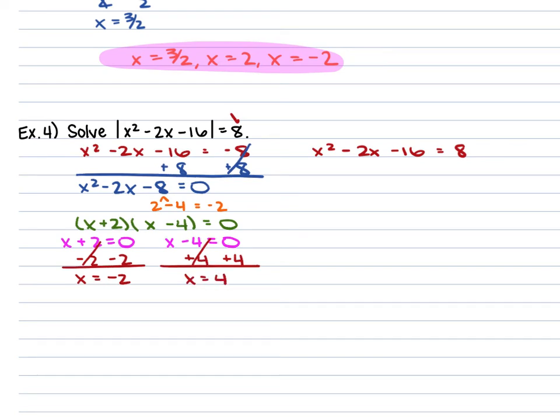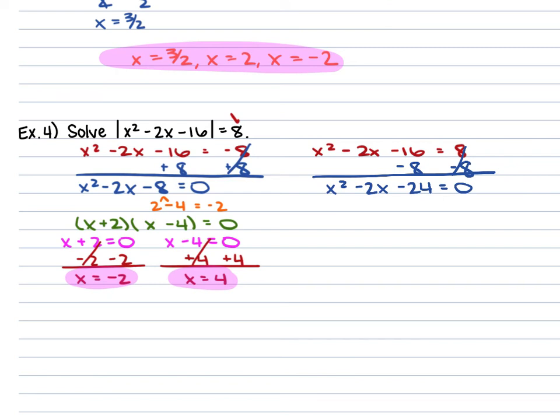Now we're not done. Even though we found these two solutions, and yes, they are both answers, we still have to finish solving that x squared minus 2x minus 16 is equal to positive 8. So working with that equation now, we're going to move the 8 over by using inverse operations. So we're going to subtract the 8 from each side. That negative 16 minus 8 is going to give us a negative 24. So we have x squared minus 2x minus 24 is equal to 0.